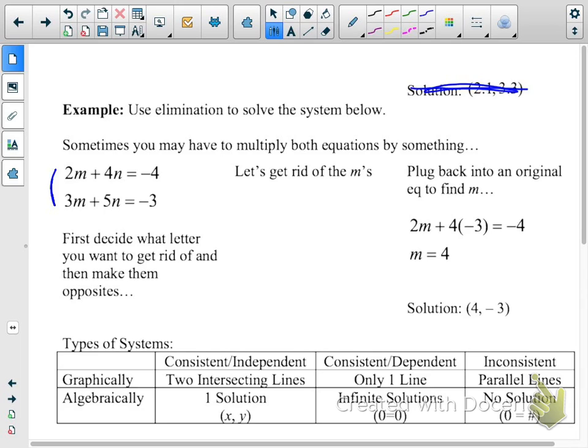Here's my system of equations. Right now, the m's will not cancel out, the n's will not cancel out. So it's going to be just as easy or just as difficult to get rid of either letter. So I'm going to get rid of the m's just because.